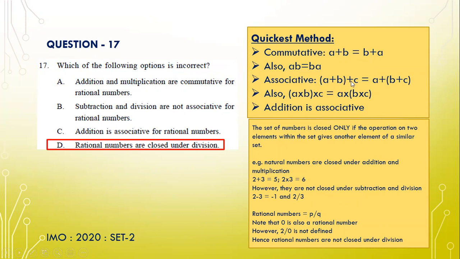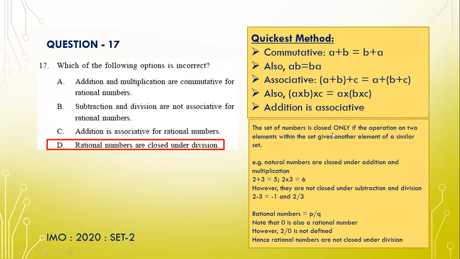A plus B, bracket, A plus B plus C is equal to A plus bracket B plus C. Also bracket of A into B into C is A into bracket B into C. So addition is associative as well, isn't it? We saw this here. And rational numbers are not closed. Now, what is closed numbers?